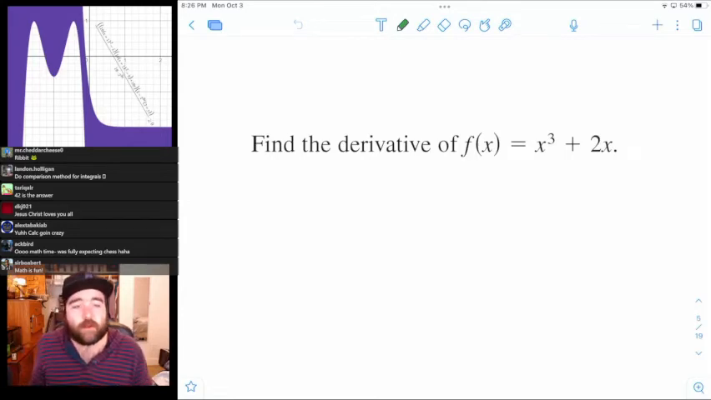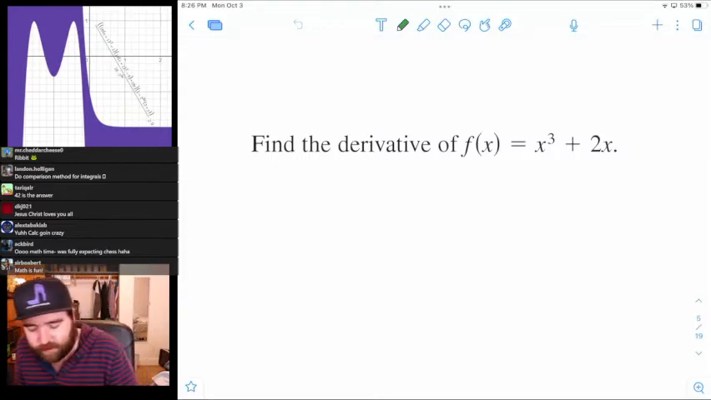All right, so we're going to take the derivative of x cubed plus 2x. And we don't know the power rule, any of those yet. We've got to use limits. So in the last video, I showed one limit definition of the derivative. Here I'm going to show the other one, which I think is probably the better one.